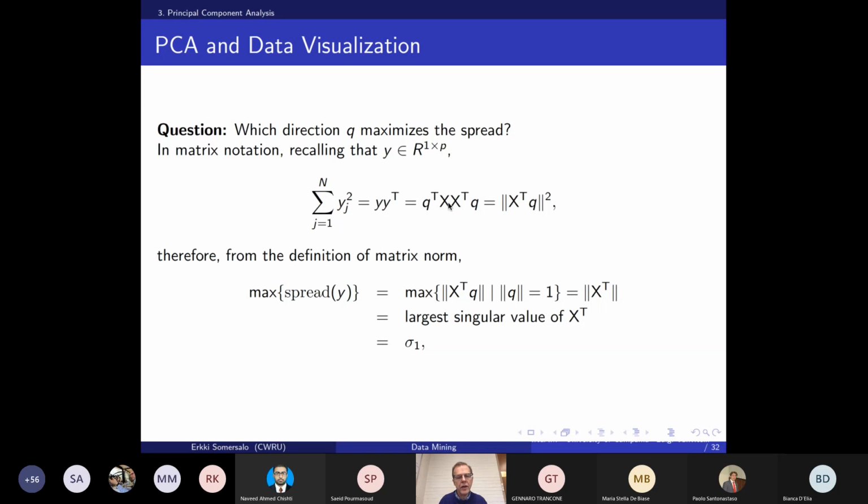Sorry, y is q transpose x, and so y transpose is x transpose q. And so if you look at this quantity here, this is nothing else but the norm squared of x transpose q. Well, it's clear because x transpose q is y, so that's the norm of y squared. So if I want to maximize this, what does it mean? I'm trying to find the maximal value of the norm of x transpose q with the constraint that my q has norm 1.